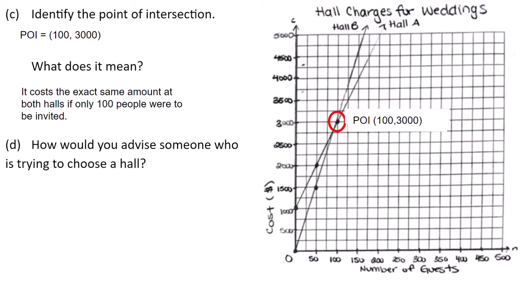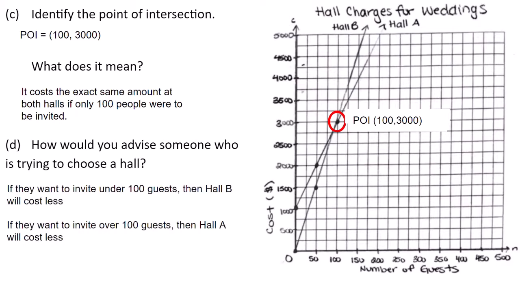So, having said this, how would we advise someone who is trying to choose a hall? If they wanted to invite fewer than 100 guests, then it is in their best interest to go with hall B because it'll cost less. Now, if they want to invite over 100 guests, then hall A is going to be the more affordable one. It's going to cost less than hall B.